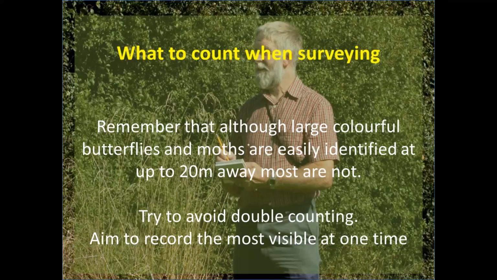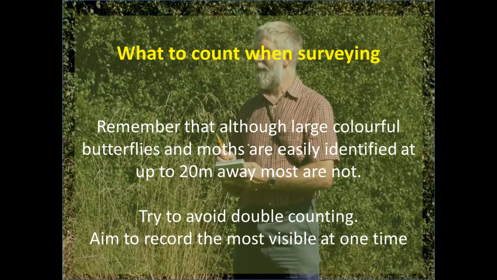This one's trickier, what to count when you're surveying. The first thing, I've made the point here that if something is quite easy to see and you can tell what it is, for instance, brimstone butterfly, you can see that easily 20 meters away, and you know what it is because there's nothing else that color yellow that flies about at this time of year. That's pretty simple. It has to be a brimstone. There isn't really anything else you can confuse it with.